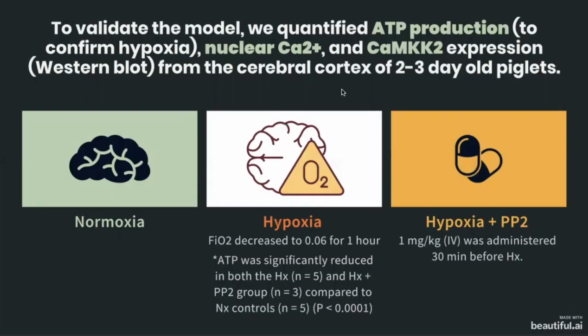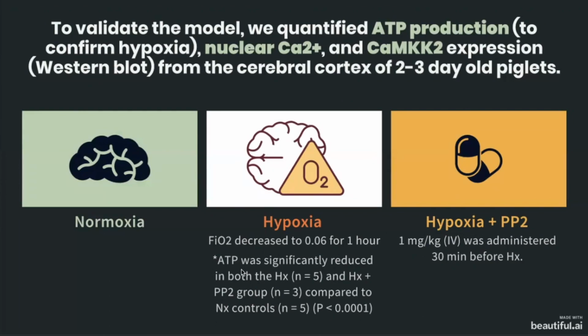Using 2 to 3 day old piglets, we used the cerebral cortex to quantify nuclear calcium and CAMKK2 expression. We also used quantification of ATP production to ensure that in the 3 conditions that we had these piglets in, we had actually achieved hypoxia. Those 3 conditions were a normoxia condition, and a hypoxia condition in which after 1 hour under anesthesia, we decreased their FiO2 to 0.06 for an hour prior to harvesting the cerebral cortex.